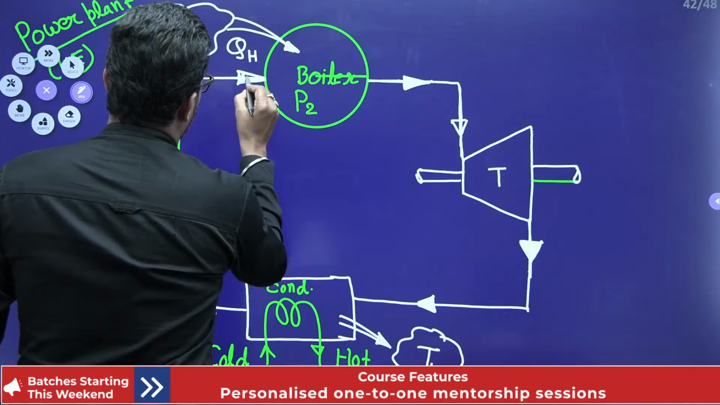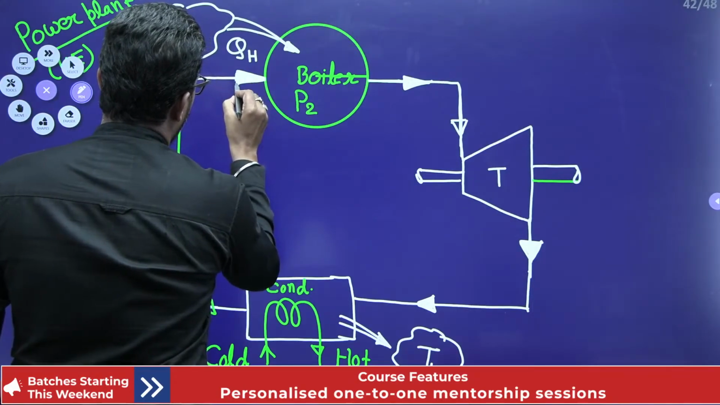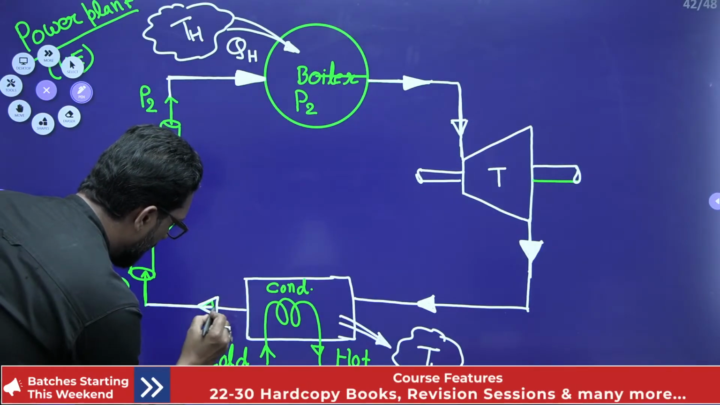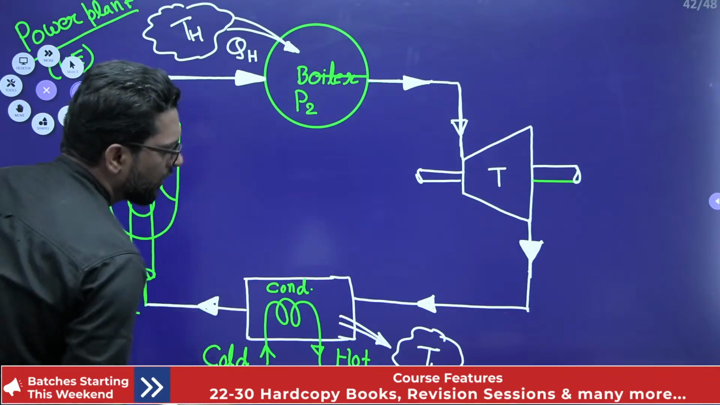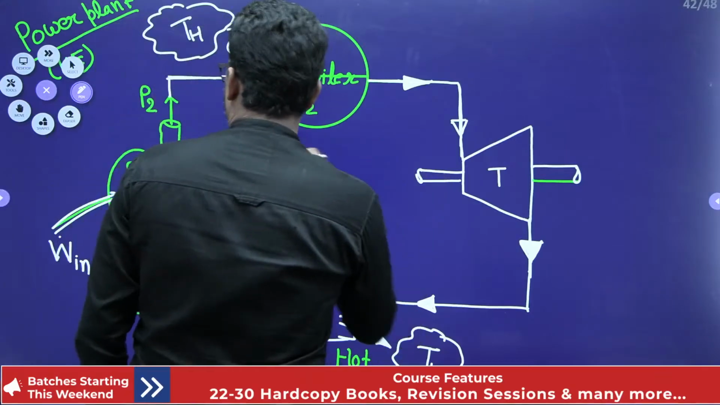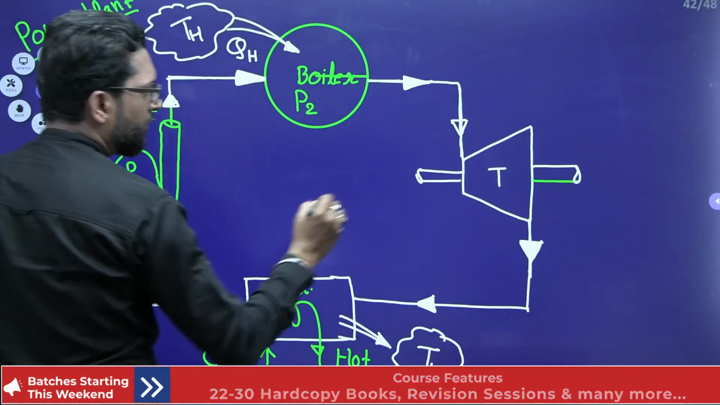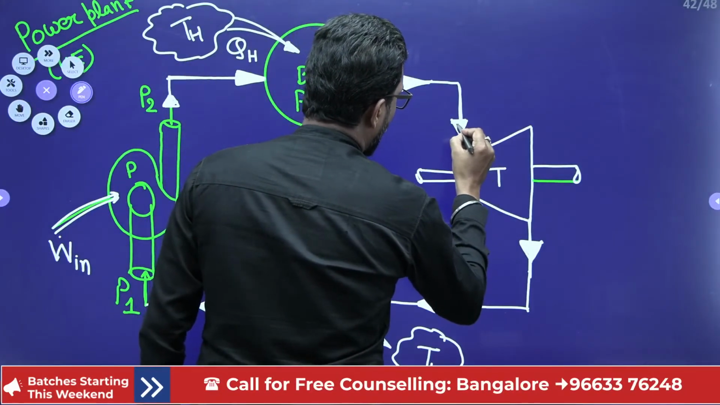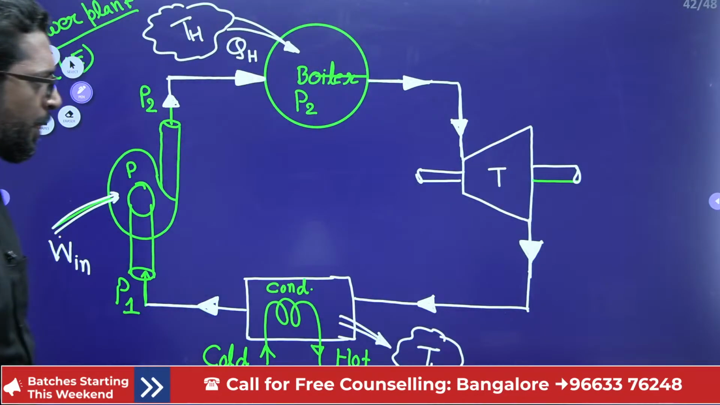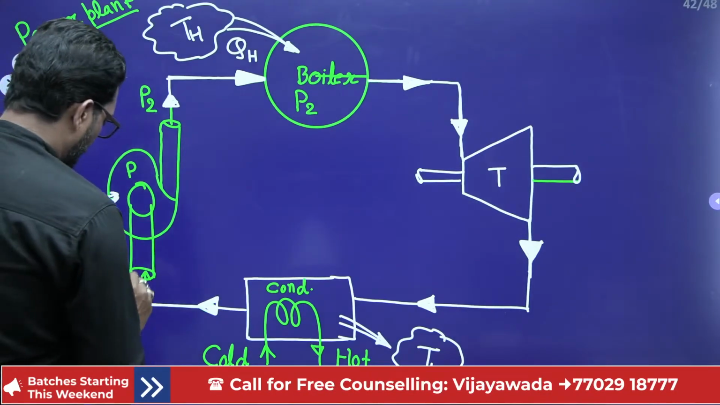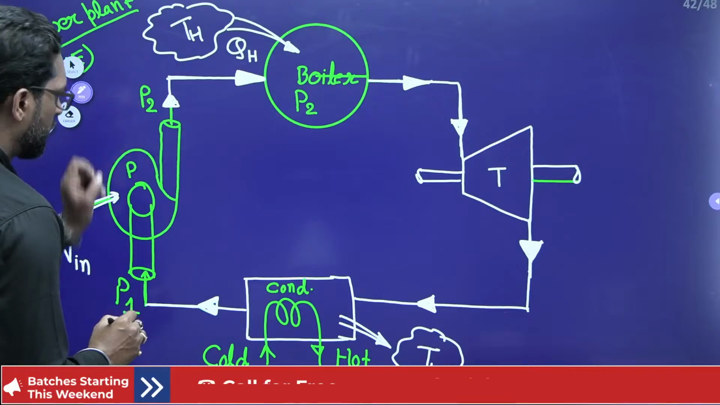Okay, first we model it as a Carnot cycle. Now, my dear, see the beauty. So what is your process? This is the process, compression from P1 to P2.